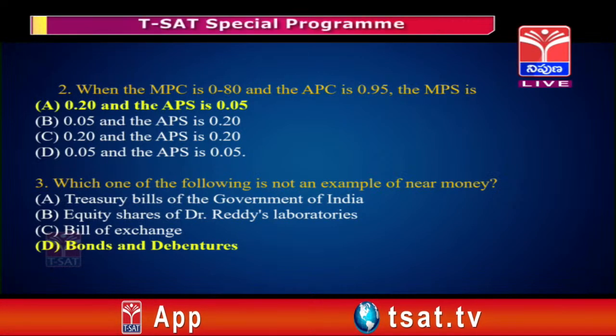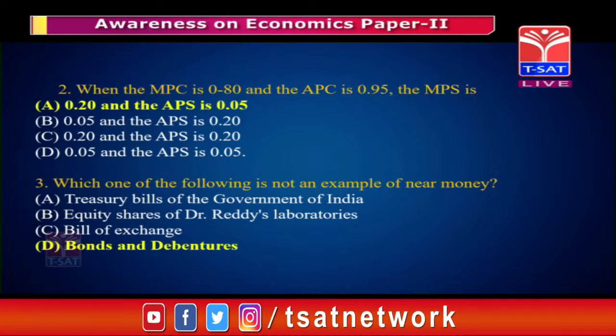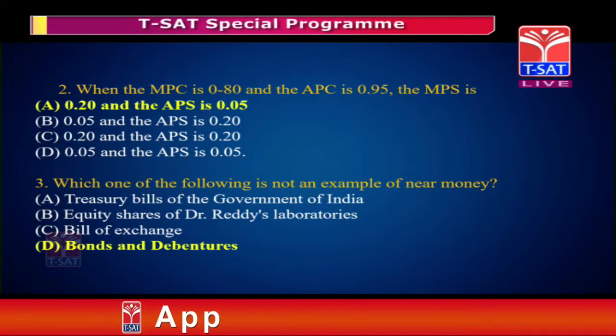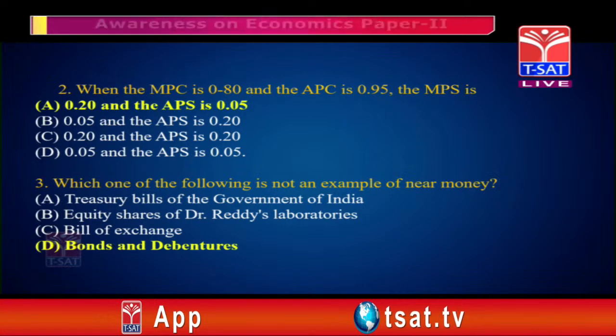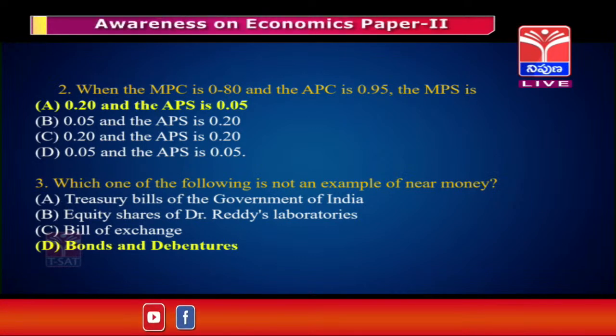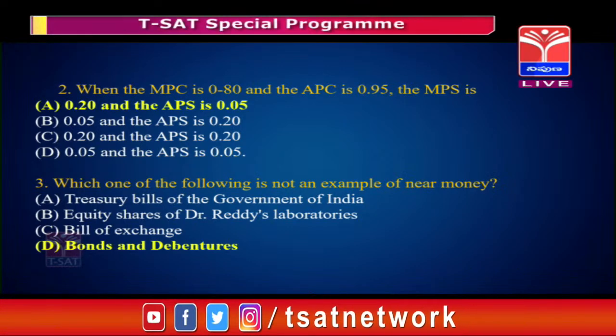Similarly, here we have an example for near money in a multiple choice. Near money is nothing but those assets which can be easily converted into cash. Out of all those listed in the multiple choice, bonds and debentures are the assets which cannot be converted easily into cash as compared to the other three options given.